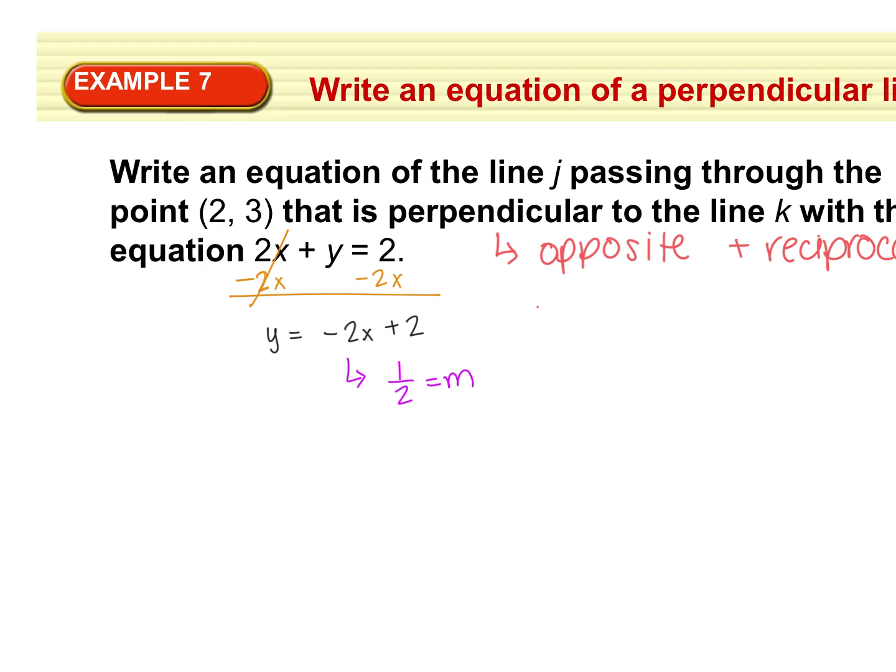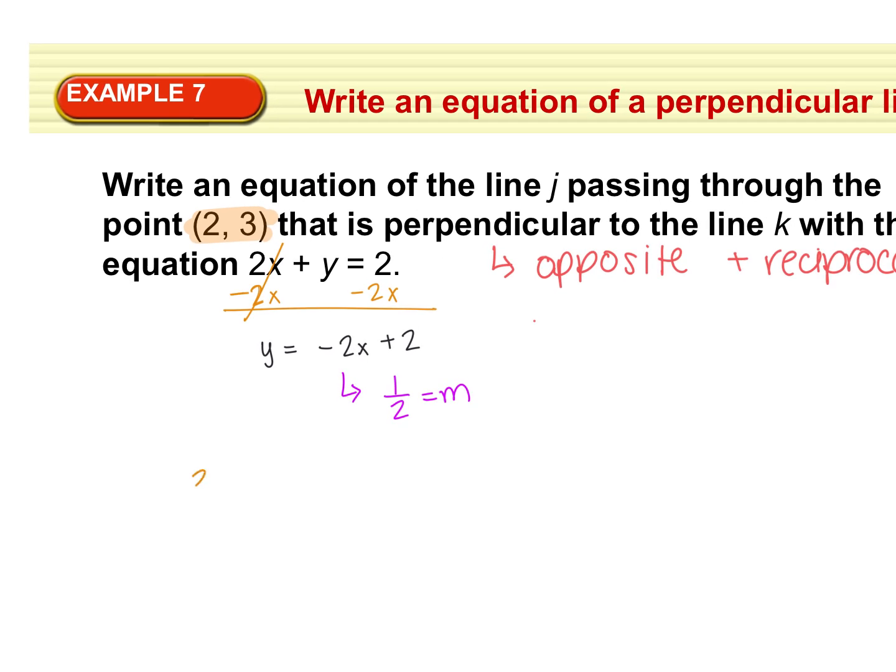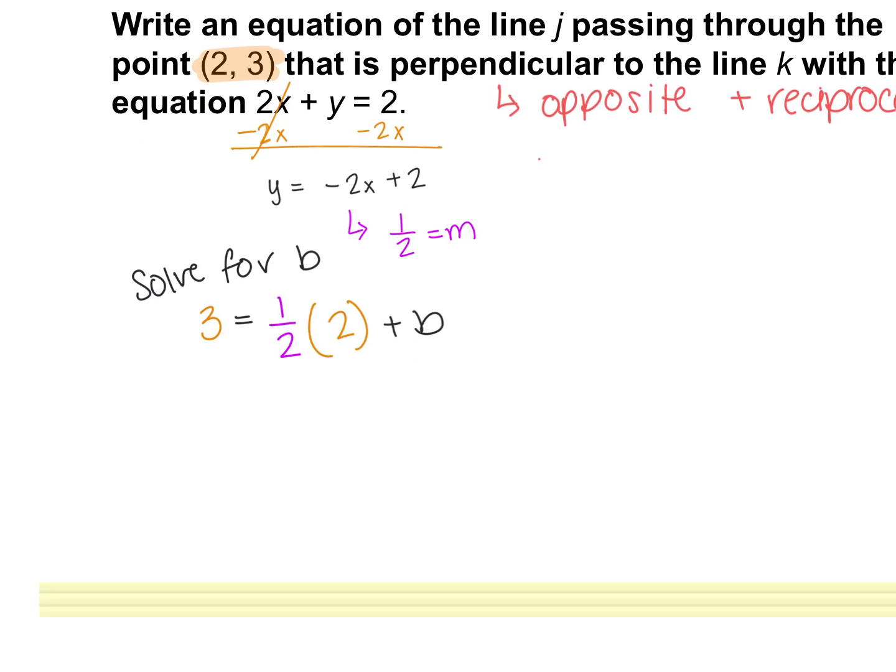Okay? So same thing I did before. I'm going to take what they gave me and plug it in. So I have my y, which is 3, equals my new slope, which is 1/2, times 2, and then remember, I am solving for b. So solving it, what is 1/2 times 2? 1. Good, so I'm going to have 3 equals 1 plus b. Subtract 1 from both sides. I'm going to get 2 equals b.